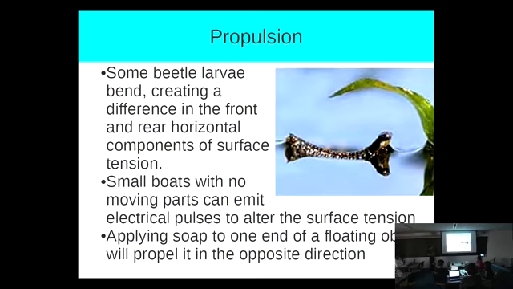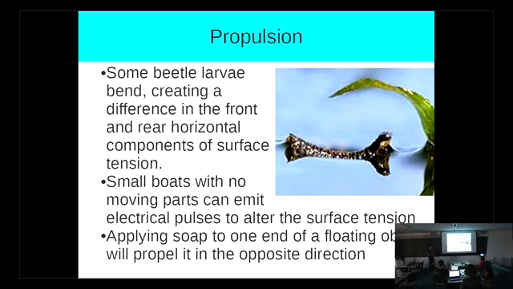Okay, so another interesting way in which surface tension comes up in nature is these beetle larvae. This is a beetle larva, and what it does is it actually bends itself so that these two angles here are different, and then it can create a net horizontal force from the surface tension and actually propel itself through the water using only surface tension.